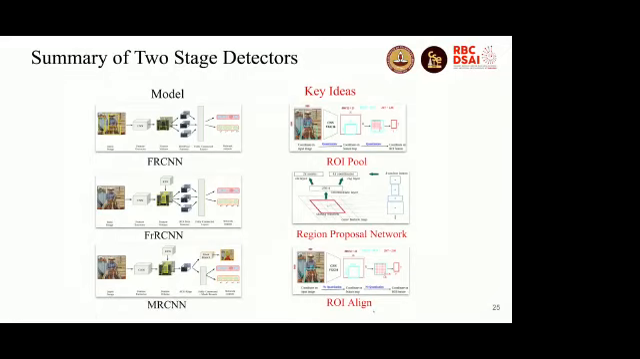Again, I'm not going into the exact details, but the key idea here is that while ROI pooling is a bit lossy, hence it loses some details of the original box, ROI align does something to reduce that loss so that it captures most of the details in the original box, right? So that's the main idea. So these are the three key ideas which have been proposed in the two-stage detector literature.